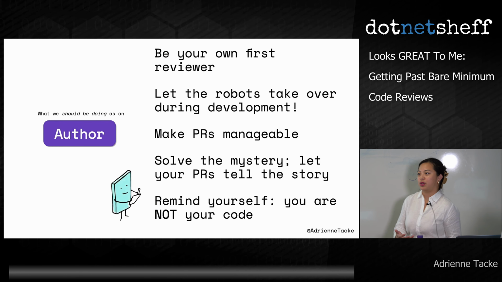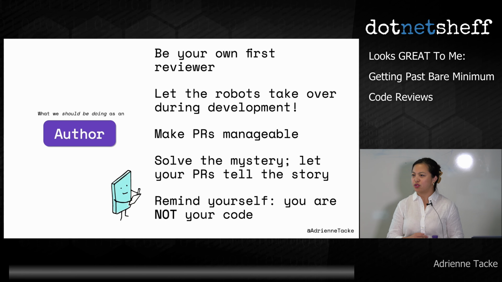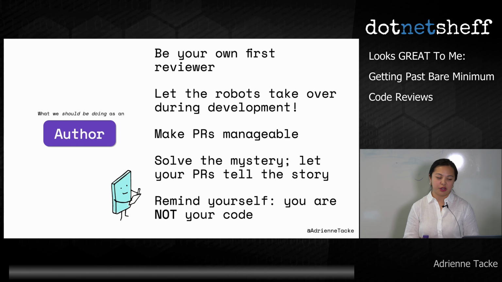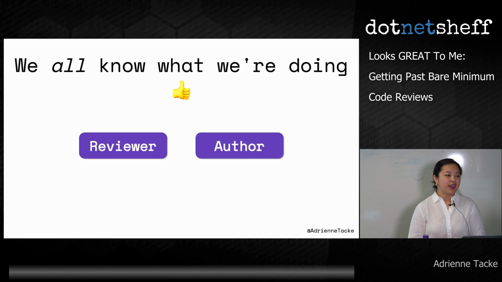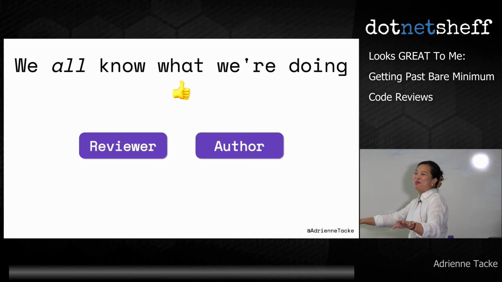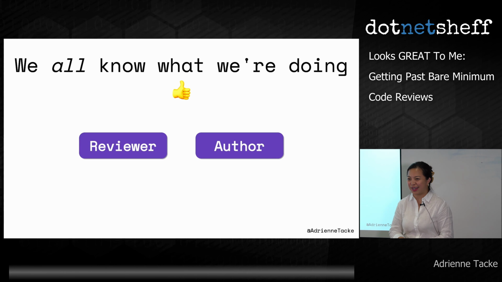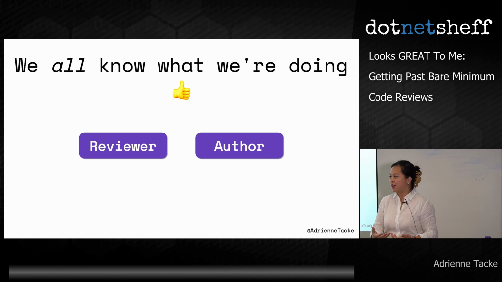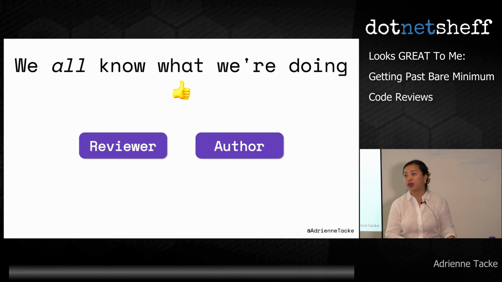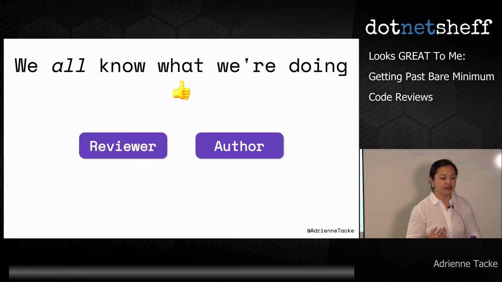And those are the things that we should do as an author. Be our own first reviewer, let the robots take over, do all of that stuff during the development we can fix, make your PRs manageable, aka make them as small as possible, solve the mystery and let your PRs tell the story, and remind yourself that you are not your code. And finally, that is the bare minimum of how code reviews should actually work. They will really gain you the benefits that you probably seek if we are doing all of those things, both as a reviewer and as an author.